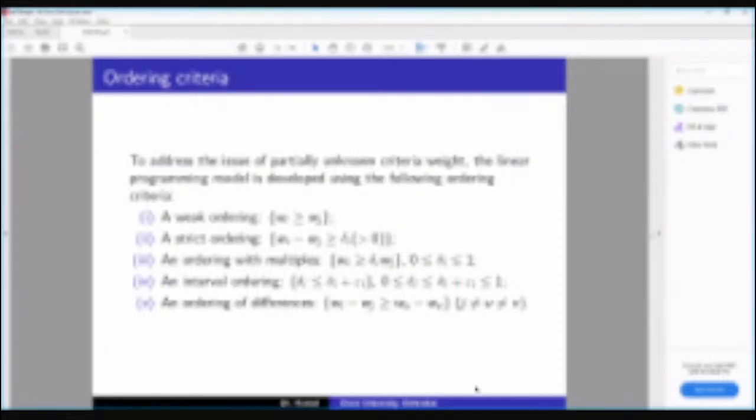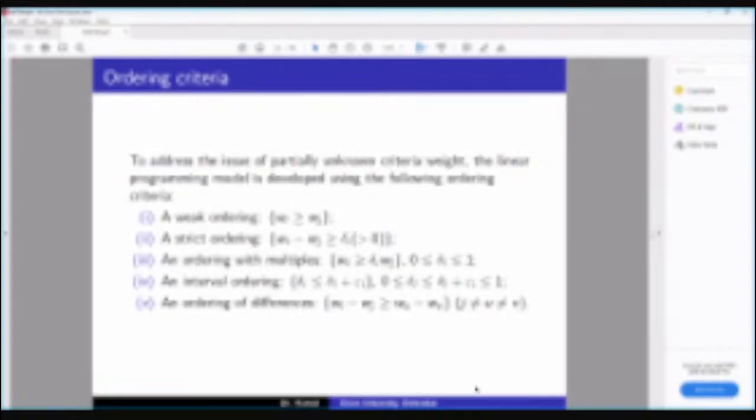Now, to formulate either the non-linear optimization model or the linear programming model, first you have to identify the ordering criteria. Generally we use the linear programming model when we have partially known information. Then we need these ordering criteria, which were introduced by Park himself in 1998. So he basically used these five ordering principles.